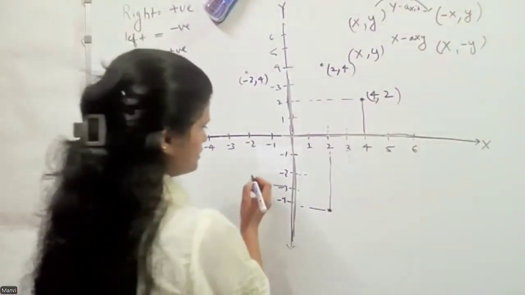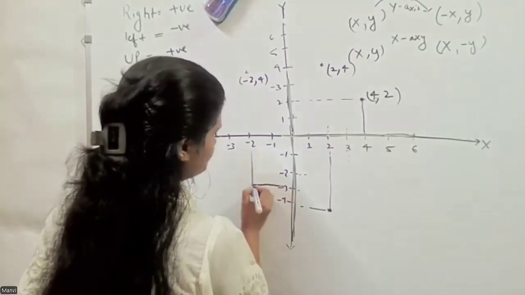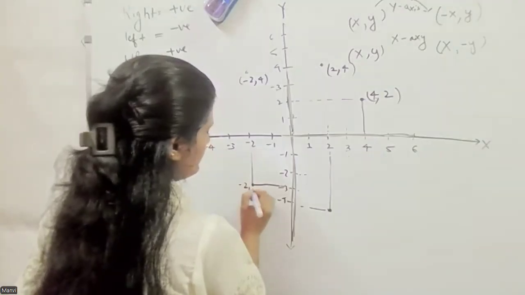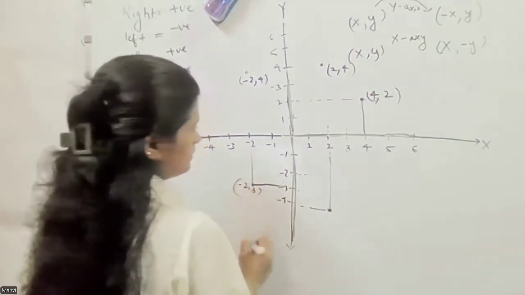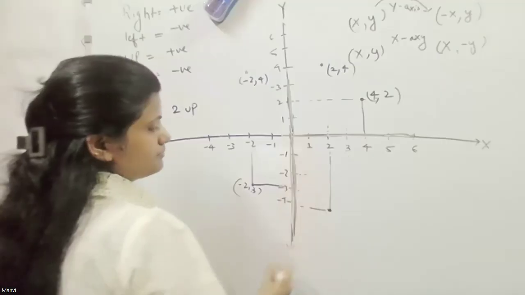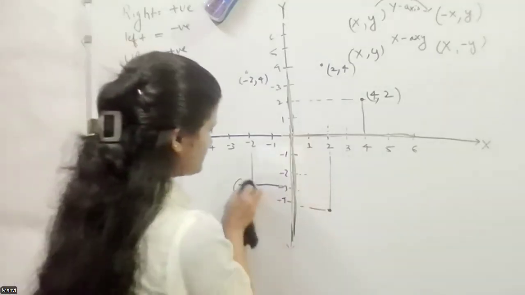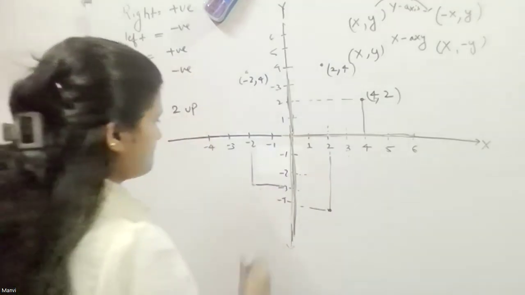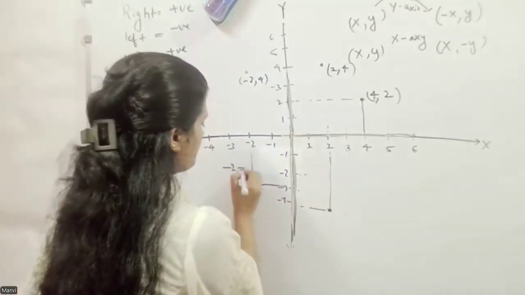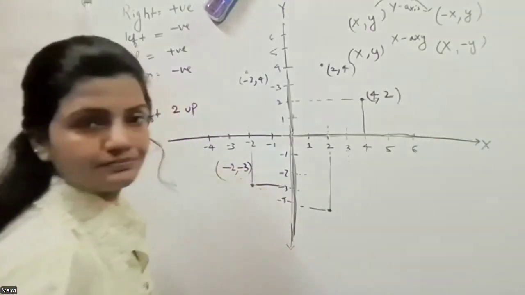Now, reflect this point, -2, comma -3, in this y-axis. The point is -2, -3. This point.